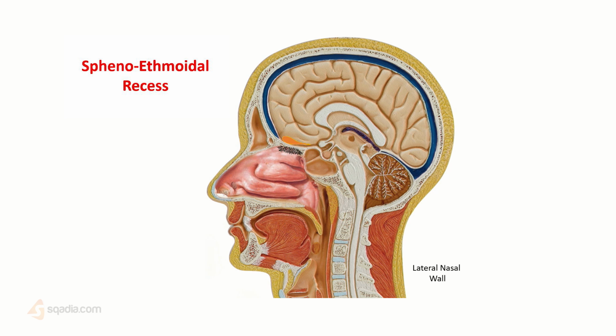So the sphenoethmoidal recess. This structure lies supra-posterior to the superior nasal conchae. It's right over here. It receives the opening of the sphenoidal air sinus, which is an air-filled cavity in the sphenoidal body. So this is the sphenoidal air sinus.